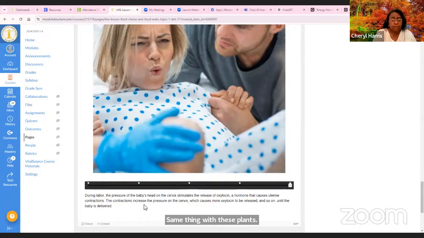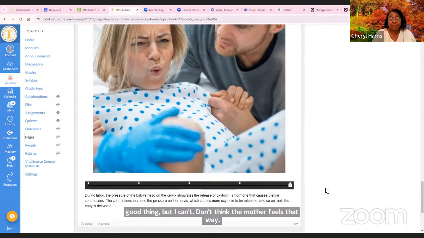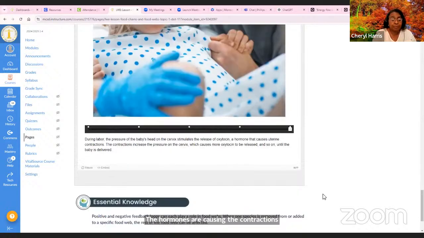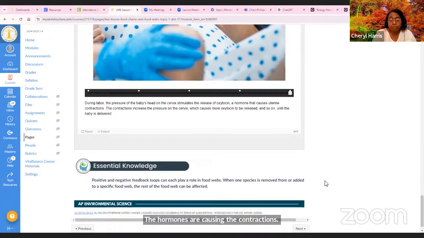And this is during labor. You want the release of the hormone to cause the contractions, and the pressure on the cervix causes more release. And eventually delivering the baby is a good thing, but don't think the mother feels that way while the hormones are causing the contractions. Okay. All right. So that's that.